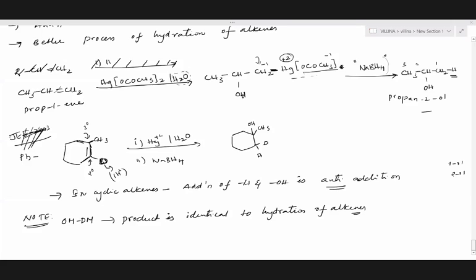And OMDM is nothing but a shortcut for oxymercuration demercuration. Oxymercuration means addition of oxygen and mercury. Demercuration means removal of this mercuric part, the mercuric acetate part.